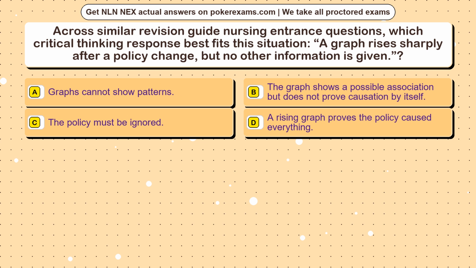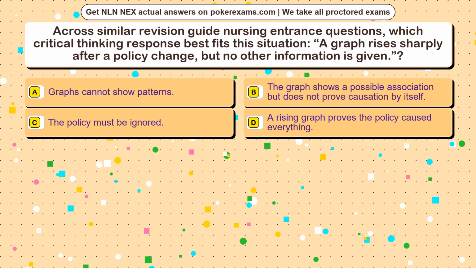Question 20. Across similar revision guide nursing entrance questions, which critical thinking response best fits this situation? A graph rises sharply after a policy change, but no other information is given. Option A, graphs cannot show patterns. Option B, the graph shows a possible association but does not prove causation by itself. Option C, the policy must be ignored. Option D, a rising graph proves the policy caused everything.